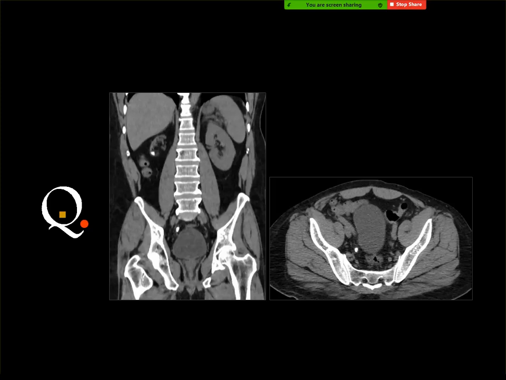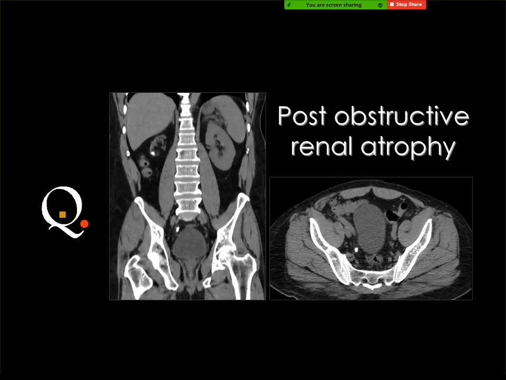Ureteric stone cause atrophy of the right kidney. Yes, very good. This is known as post-obstructive renal atrophy. This stone is present a long time and has resulted in atrophic changes of the kidney, which is also harboring another stone.